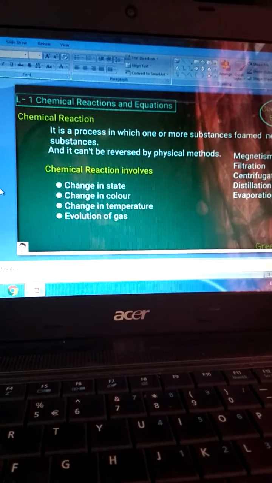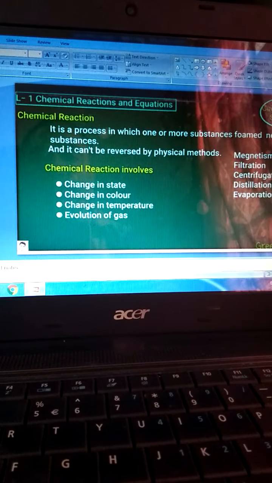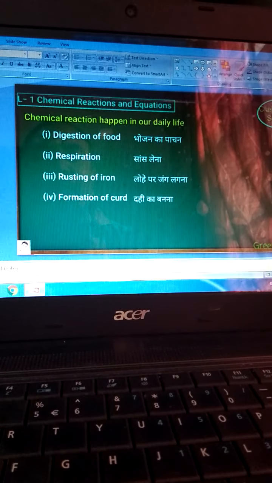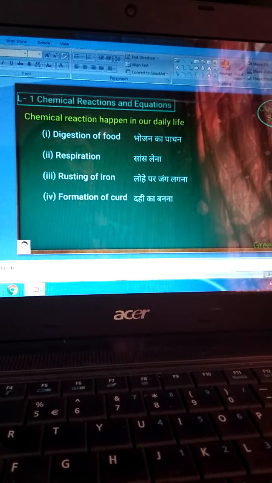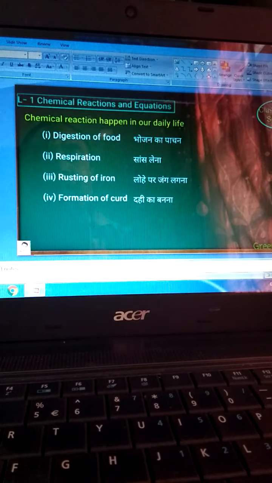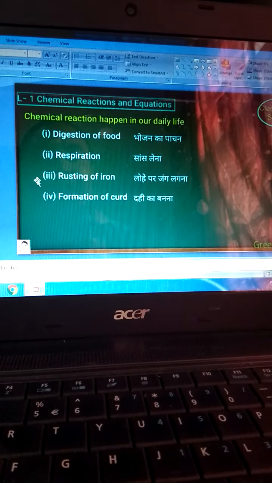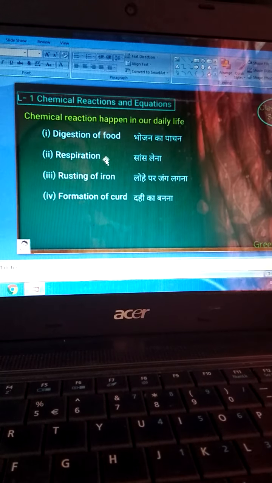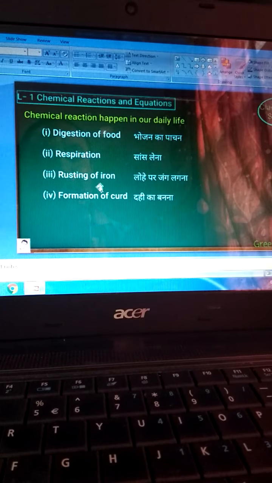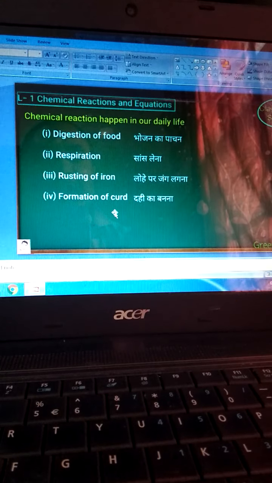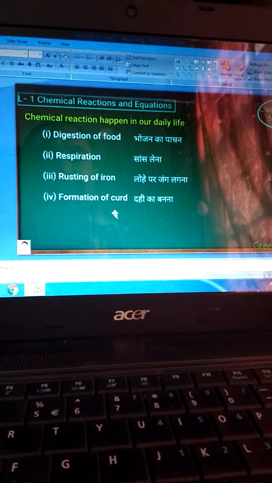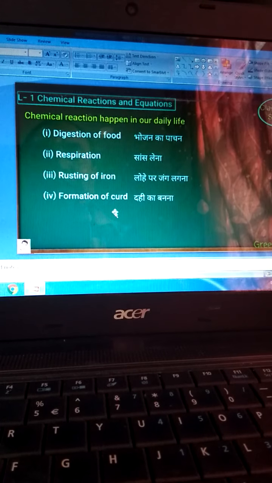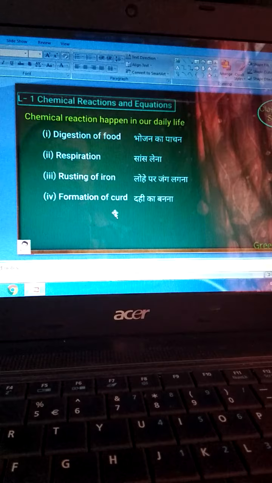After that, we are going to learn about some chemical reactions that happen in our daily life. A few examples are given here. For example, digestion of food, I have just talked about it. Respiration, rusting of iron, formation of curd, photosynthesis, and all that. There are many such examples which we observe in our daily life where a chemical reaction is undergoing.